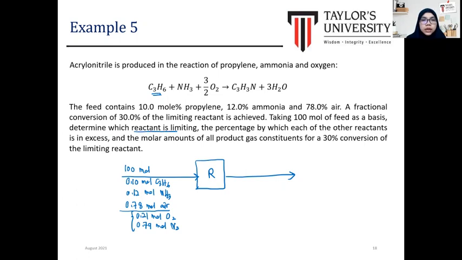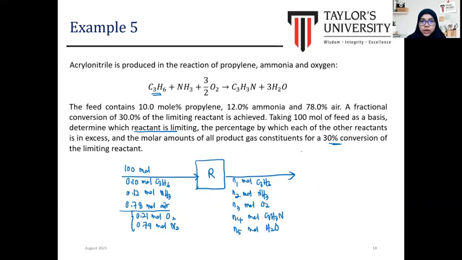Determine which reactant is limiting. Okay, so we have 3 reactants, so we need to identify which is the limiting reactant, which of the other reactants is in excess, and the molar amounts of all product gas constituents for 30% conversion of the limiting reactant. So we have N1 mole propylene, N2 mole ammonia, N3 mole oxygen, and N4 and N5 mole H2O. This is how we will try to extract all the information through the diagram.